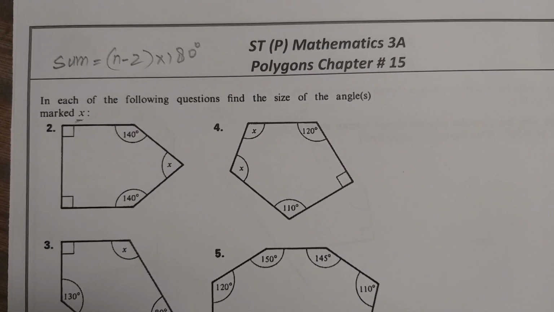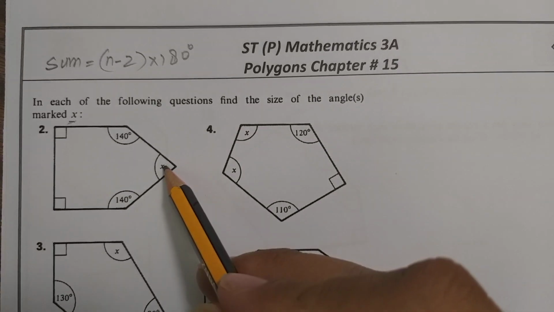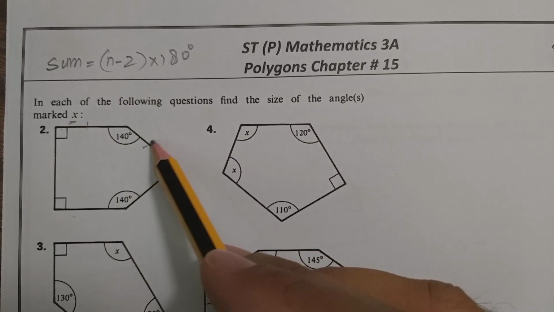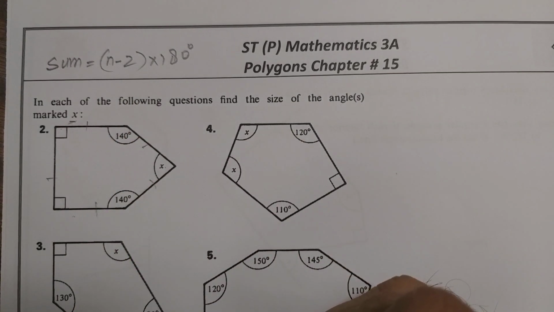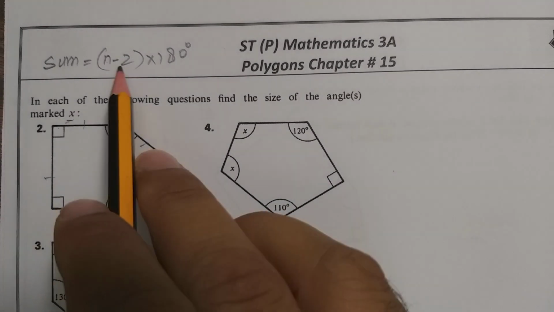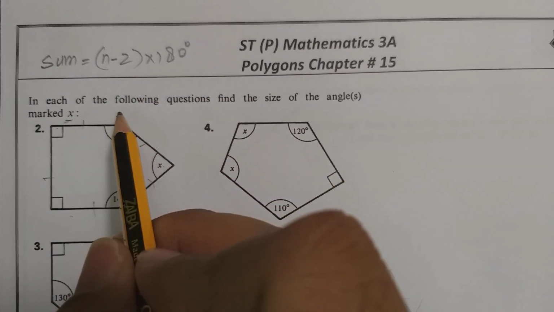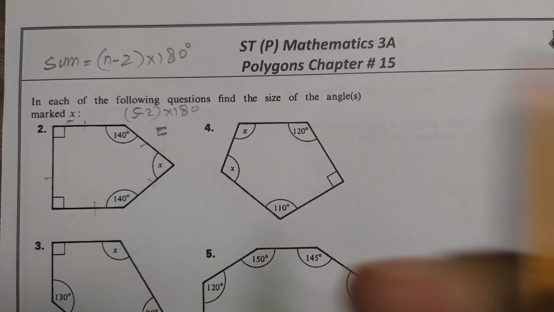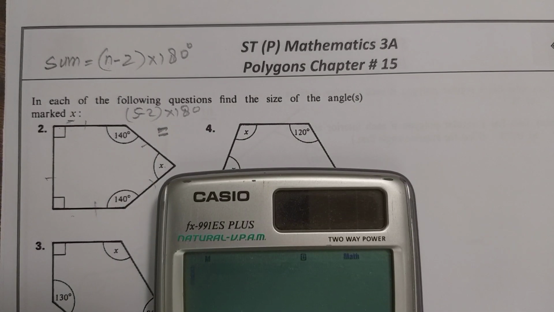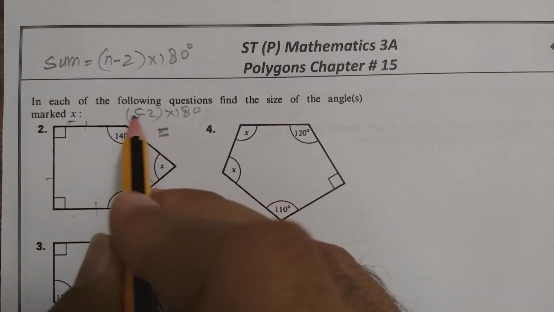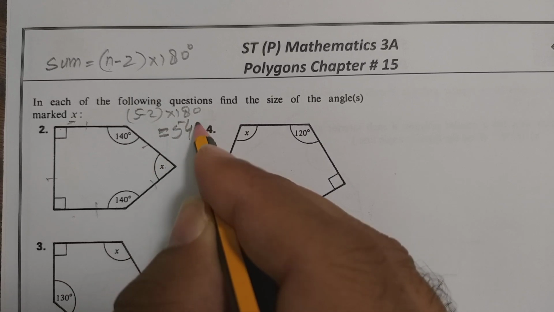Now we need to find each x value here. We are given 4 angles. First of all, n means the number of sides. How many sides? 1, 2, 3, 4, 5. It's a pentagon, a 5-sided figure. If we replace n by 5, it becomes (5 minus 2) times 180. 5 minus 2 equals 3, and 3 times 180 gives us 540. So the total of the angles in a pentagon is 540 degrees.